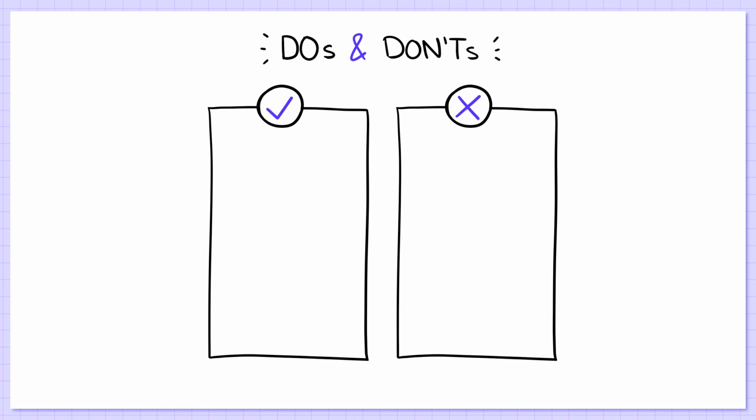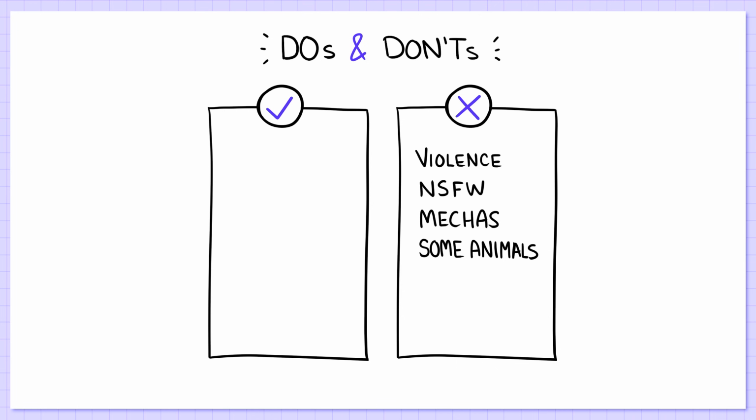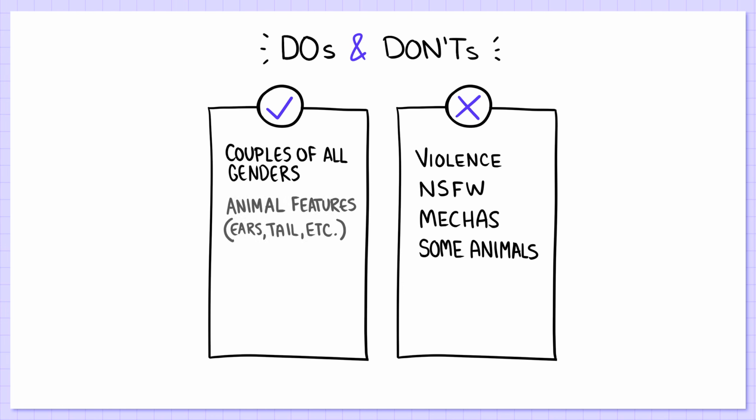Something you will also commonly see in artist commission info is their do's and don'ts list. Some artists will add a list of themes that they are not offering to draw. Here you would typically see stuff such as violence or not safe for work, sometimes also mecha or certain animals. Likewise, they might add a list of themes that they love to be hired to draw, such as covers of all genders, animal features, ears, tails, etc., fan art, your OC, and more.